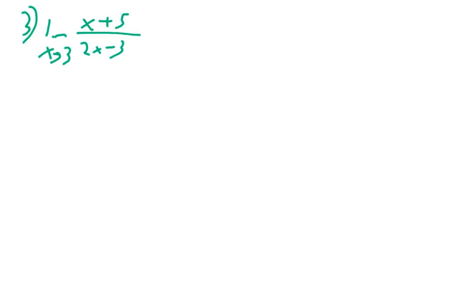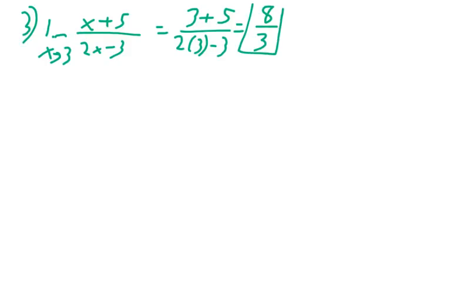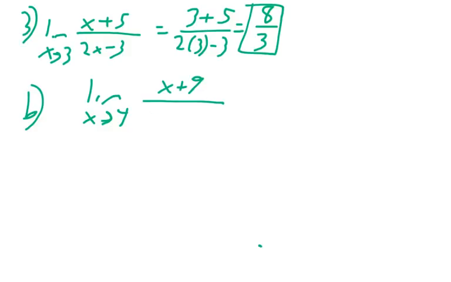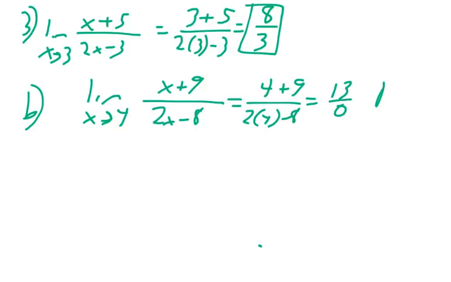Okay, with any limit problem, the first thing I'm going to do is plug in the 3. I got 8/3, and that's my answer. For letter B, when I have the limit as x approaches 4 of (x + 9) over (2x - 8), I get (4 + 9) over (2 times 4 - 8), which is 13/0, which means that whenever we have a number divided by 0, the limit does not exist.